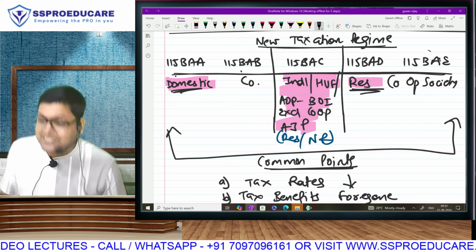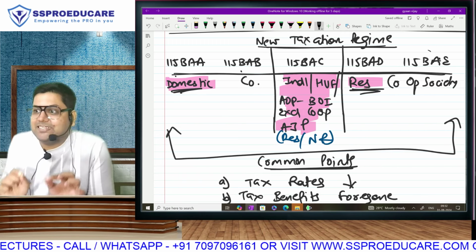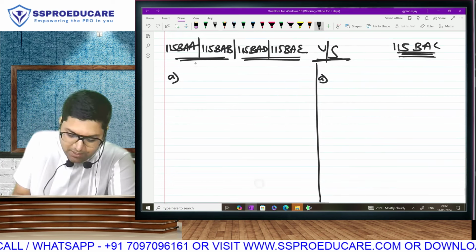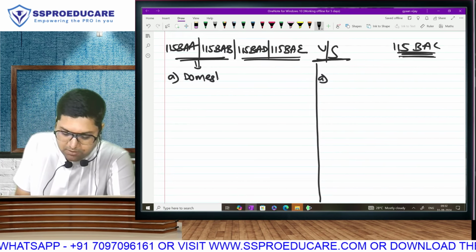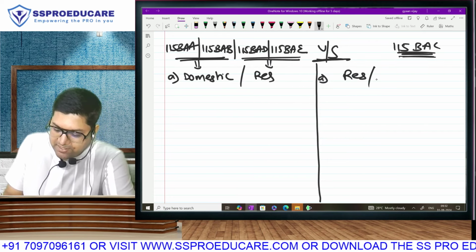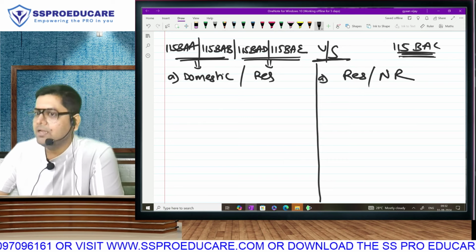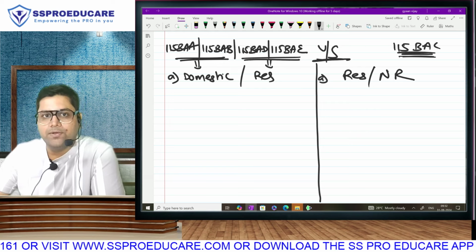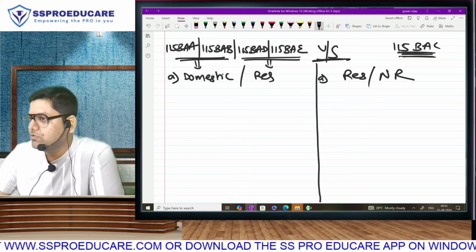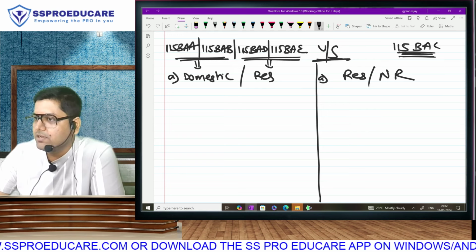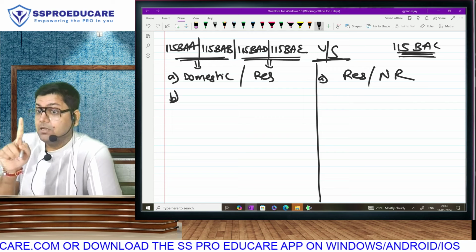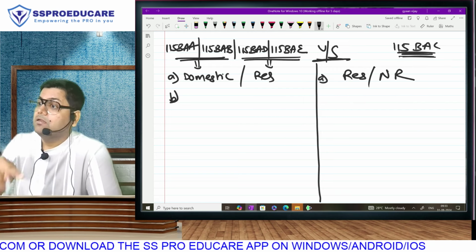Here and here it is still the same, no? The difference, if at all it exists, exists only under BAC. So can I say, here they have clearly mentioned for companies what word? Domestic. And here for cooperative society. But here they have not mentioned anything. And thus, what bro? Resident as well as non-resident, both are going to be covered. Are you clear, bro? Fantastic. Second difference. But now you realize the difference exists only in BAC.